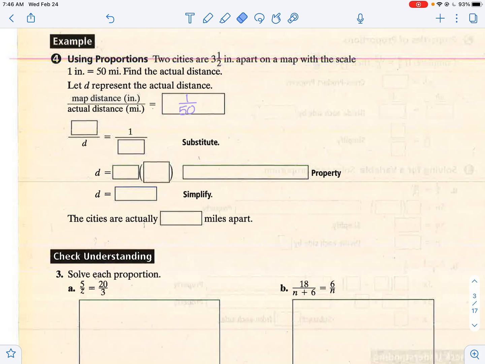So then we know that on the map it's 3.5 inches, but we don't know what distance that is. But it has to be equal to 1 over 50 because that's the scale. So if we use the cross product property, 3.5 times 50 equals d times 1, which is just d. So if we take 3.5 times 50, we get 175. So the two cities are 175 miles apart.